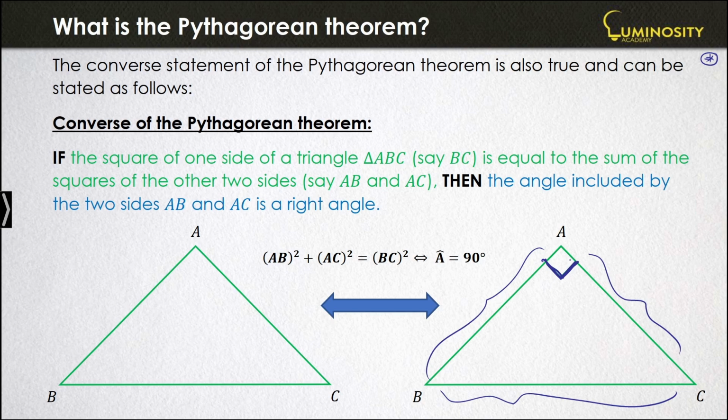And conversely, if you know the triangle is a right angle triangle, then this formula here, this relationship, will always hold true. Okay, so that is the Pythagorean theorem. We're going to go ahead and do some practice problems.